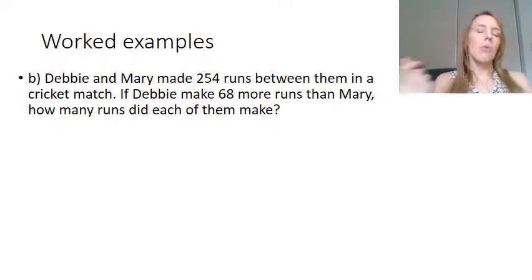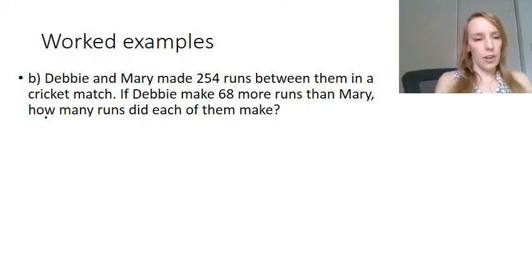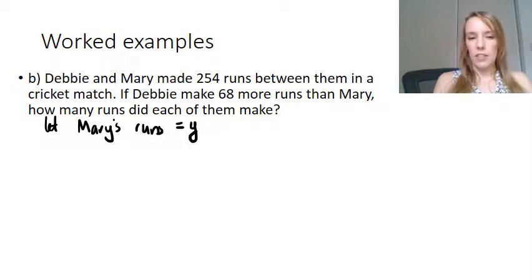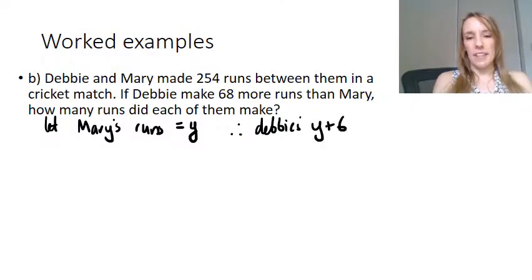So we'll let our variable be the amount of runs that Mary made. So let Mary's runs equal, let's use y this time, y. So if Mary's runs equal y, therefore Debbie's is 68 more, so Debbie's must be y plus 68.